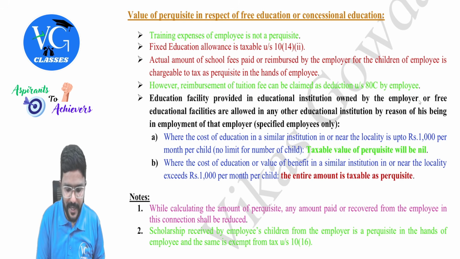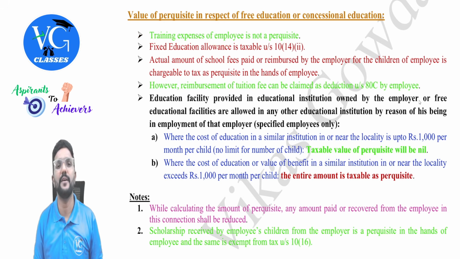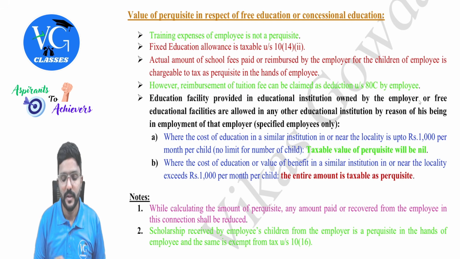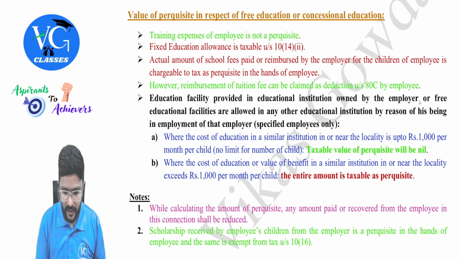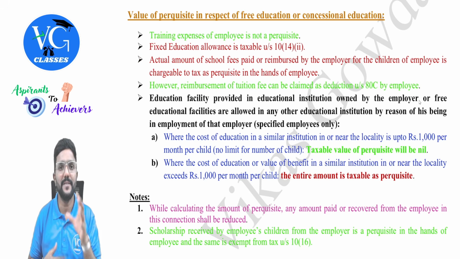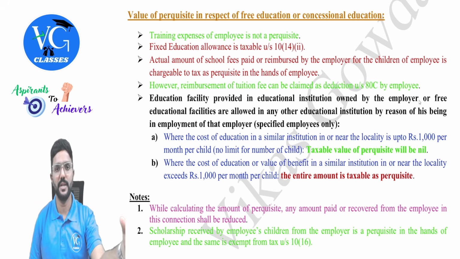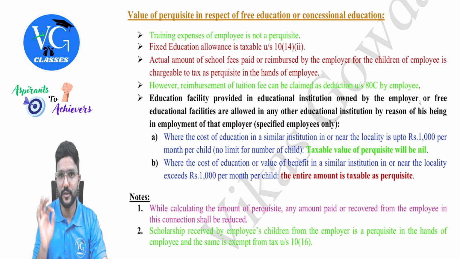Yes. So the training expenses provided to an employee are not a perquisite because they are very much required for an employee to upgrade his skill or the way he works. So fixed education allowance we already saw under section 10(14)(ii). It comes under allowance. Then what is taxable as perquisite in the hands of employees? Whatever school fee of the employee's children is paid by the employer is taxable as perquisite in the hands of the employee.